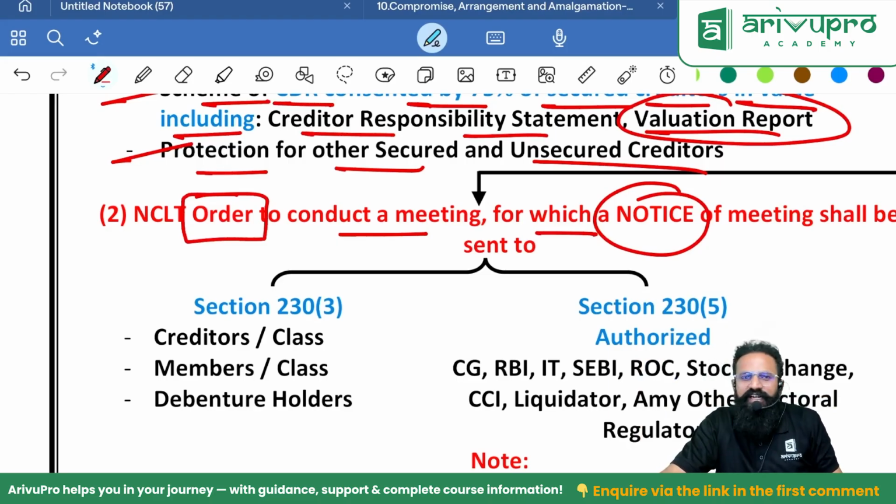What will be there in that content? The tribunal tells you to conduct a general meeting. What and all will the tribunal tell in that particular notice? It can specify some conditions, no? What will it specify?